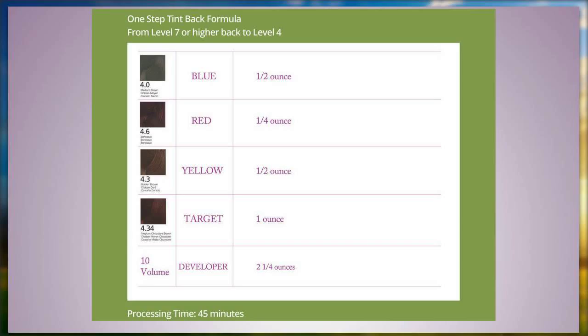So I'm going to use 4.0 as my blue, 4.6 as my red, 4.3 as my yellow, and my target shade is going to be 4.34, and I'm still going to use 10 volume. If you look at the last column at the proportions, they still stay the same. I'm using half an ounce of 4.0 blue, a quarter of an ounce of 4.6, which is my red, half an ounce of 4.3, which is my yellow, and 1 ounce of 4.34. Total that up, it's going to be 2¼ ounces of color, and I'm going to use that with 2¼ ounces of 10 volume developer. Type in a 1 if that all makes sense.